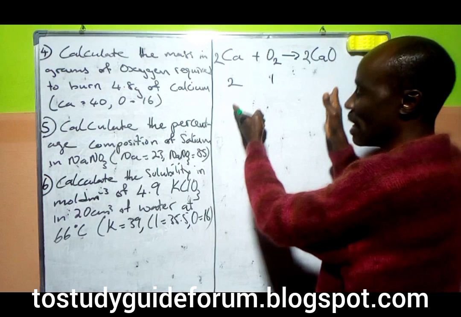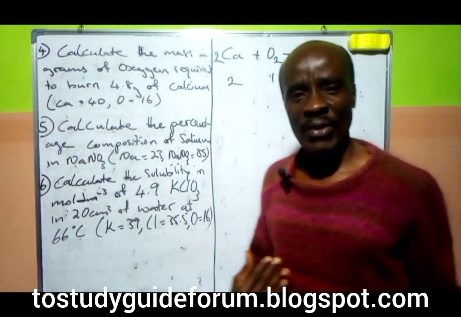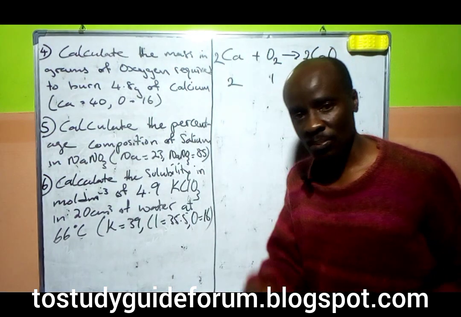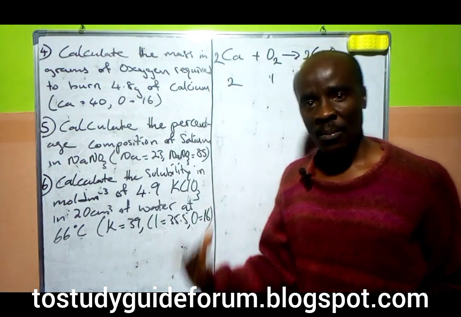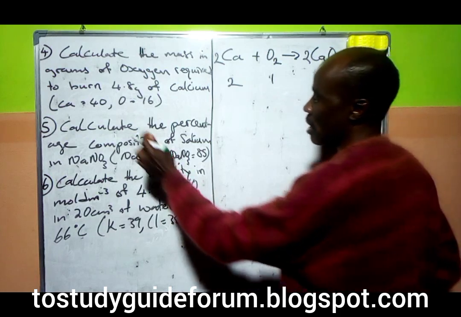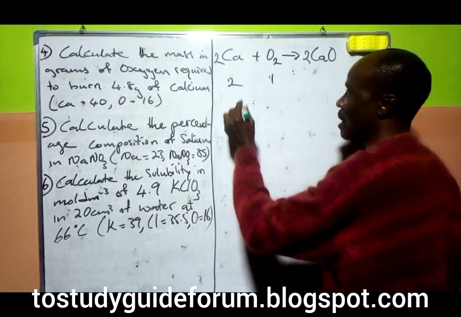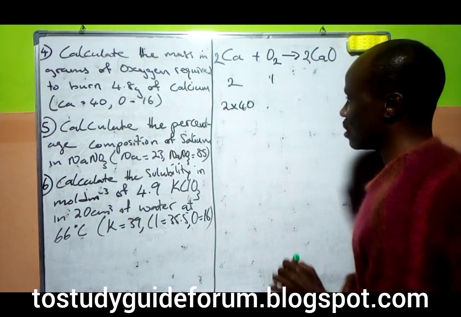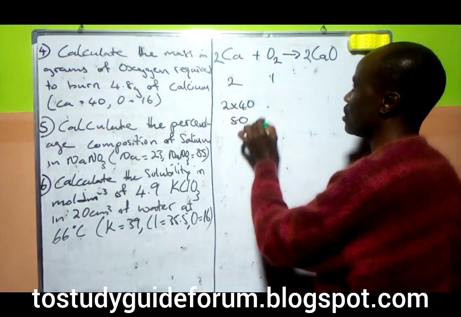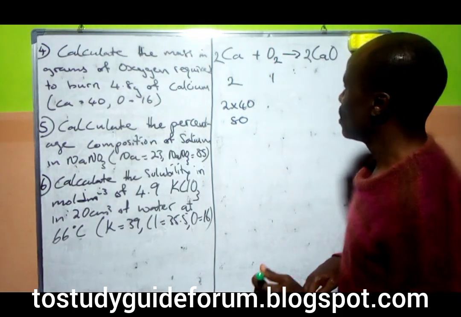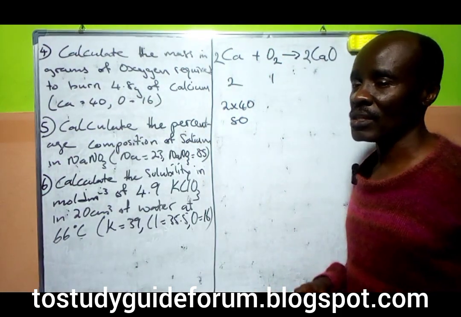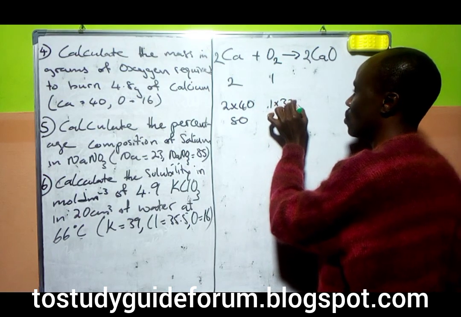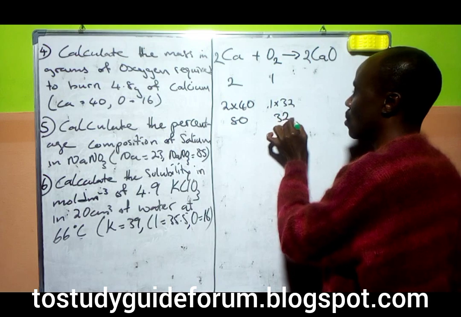That means from the balanced chemical equation, we can also find the mass that reacted. To find the mass that reacted, we know it is mole multiplied by relative molecular mass, or molar mass. The relative atomic mass of calcium is 40, so we have 2 times 40, which gives us 80. Here we have 16 times 2, which is 32, multiplied by 1, so we still have 32 grams.